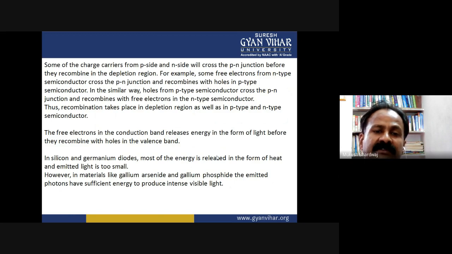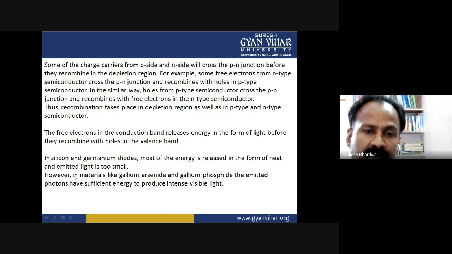The free electrons in the conduction band release energy in the form of light before they recombine with holes in the valence band. In silicon and germanium diodes, most of the energy is released in the form of heat and the emitted light is too small. However, in materials like gallium arsenide and gallium phosphide, the emitted photons have sufficient energy to produce intense visible light.